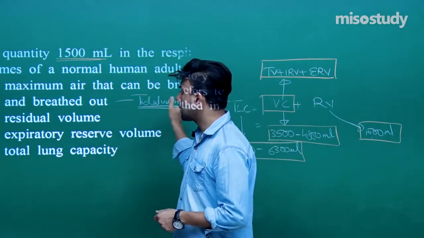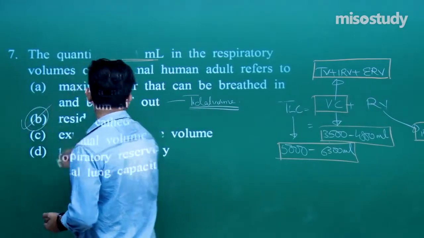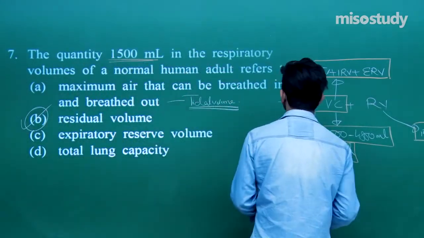Okay, and total lung capacity you have seen. So, this is the residual volume. Now, what is the residual volume?